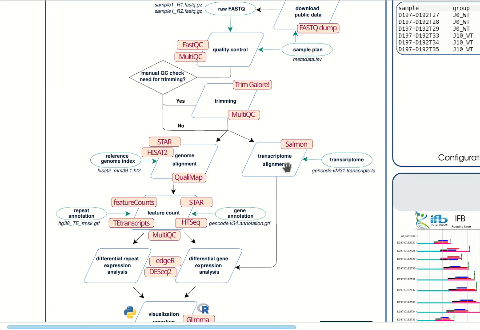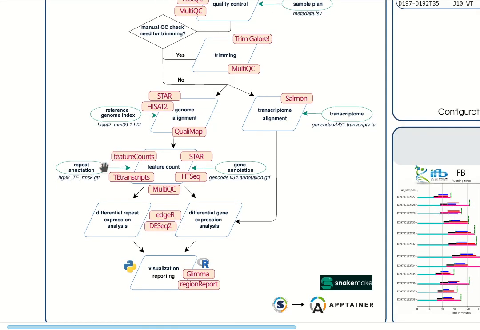But here I will focus on repeat expression, and for that we have to map the reads on the reference genome, and it can be done with either HISAT2 or STAR. Then the feature counting can be done by featureCounts, STAR or HTSeq for genes, and by featureCounts or TEtranscripts for the repeats. After that, the differential expression analysis can be done for the genes and for the repeats.